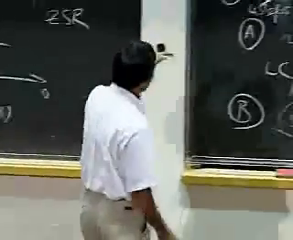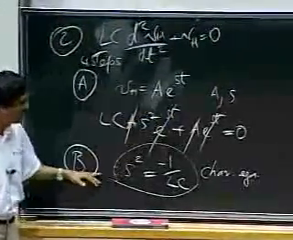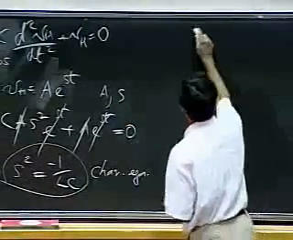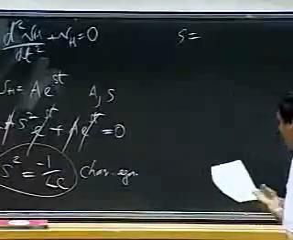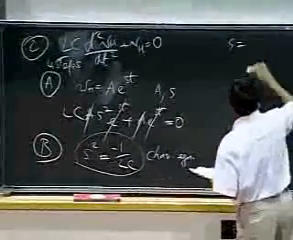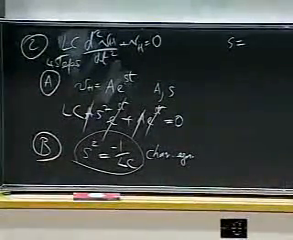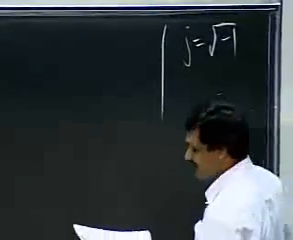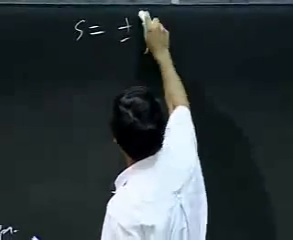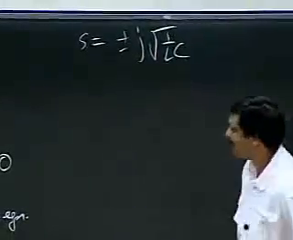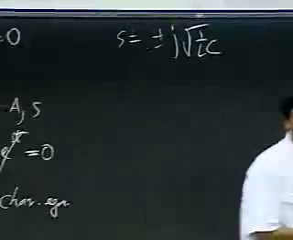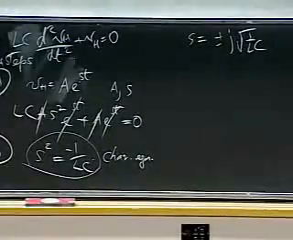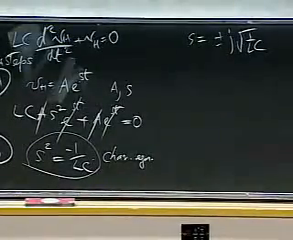It's that simple. So step A, assume a solution of the form. Step B, write the characteristic equation down. Let me just simplify that a little bit. So I go ahead and find my roots, and remember that J is the square root of minus 1. So my two roots here are plus J square root of 1 by LC and minus J square root of 1 by LC. Two roots.